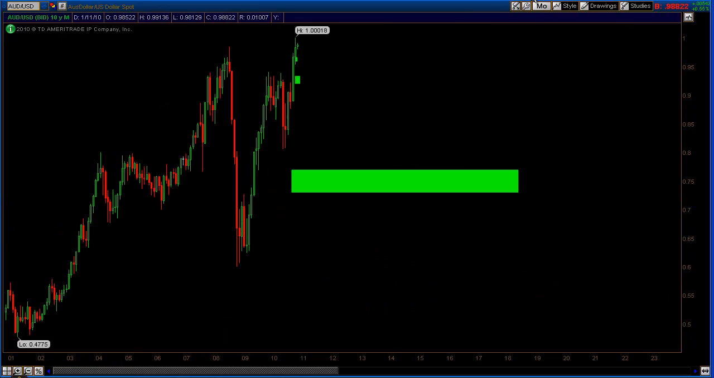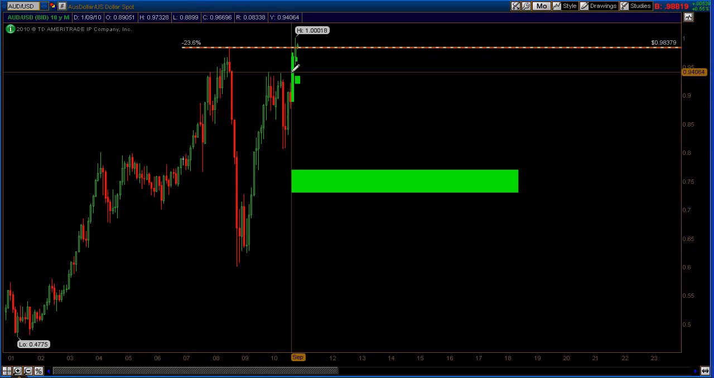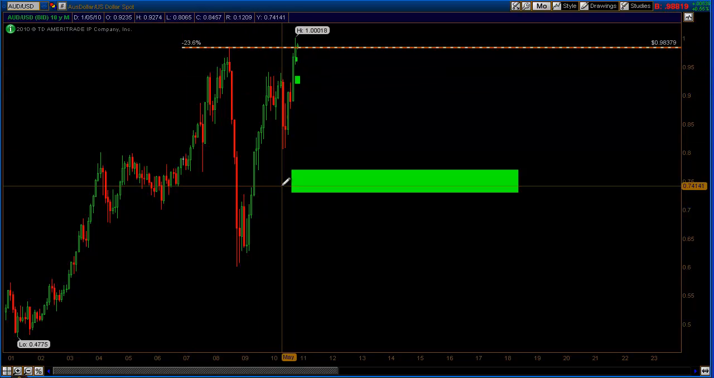Let's quickly go to the Australian dollar versus the US dollar. What we've seen here is we're looking at the monthly chart. We've broken out of this double top high here. At parity was the high of the Australian dollar versus the US dollar all time.